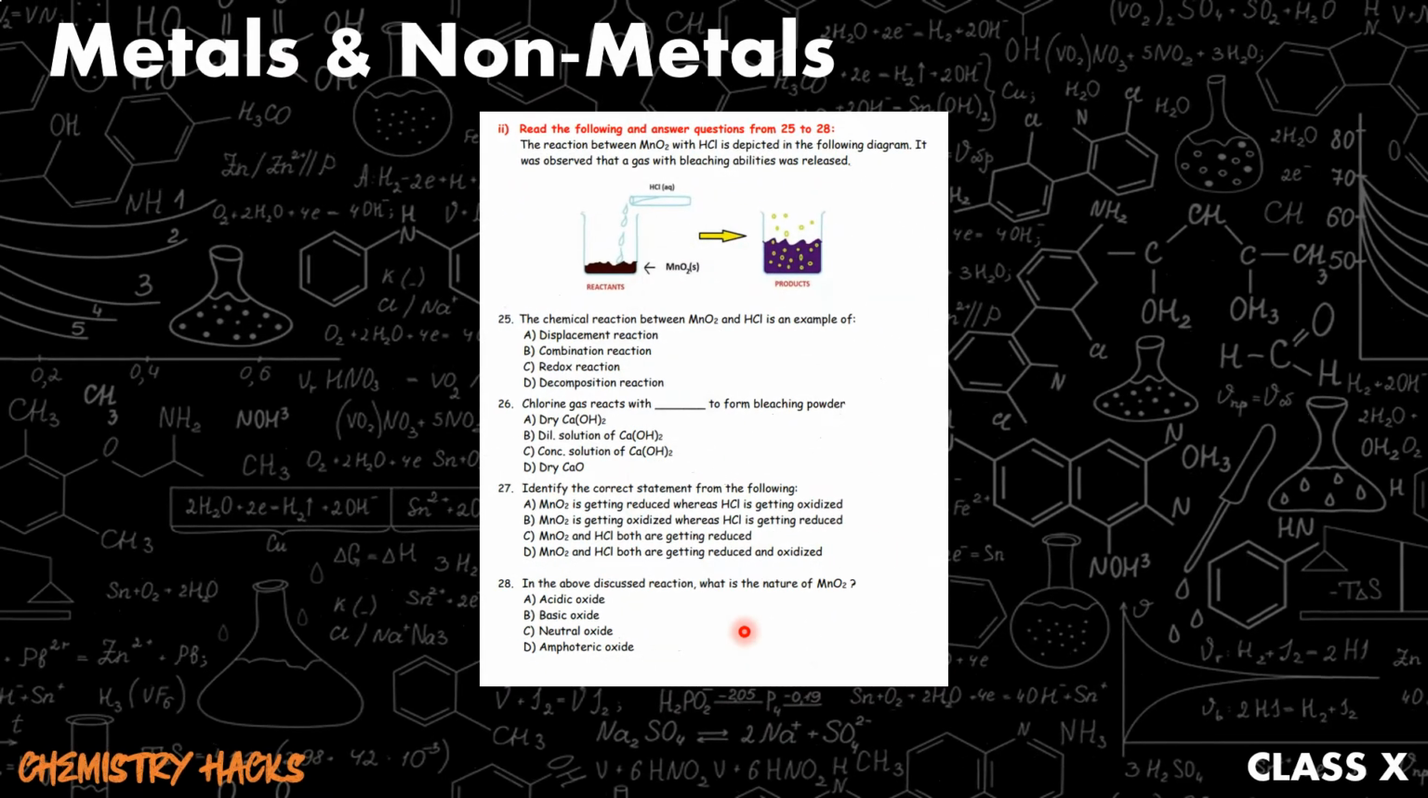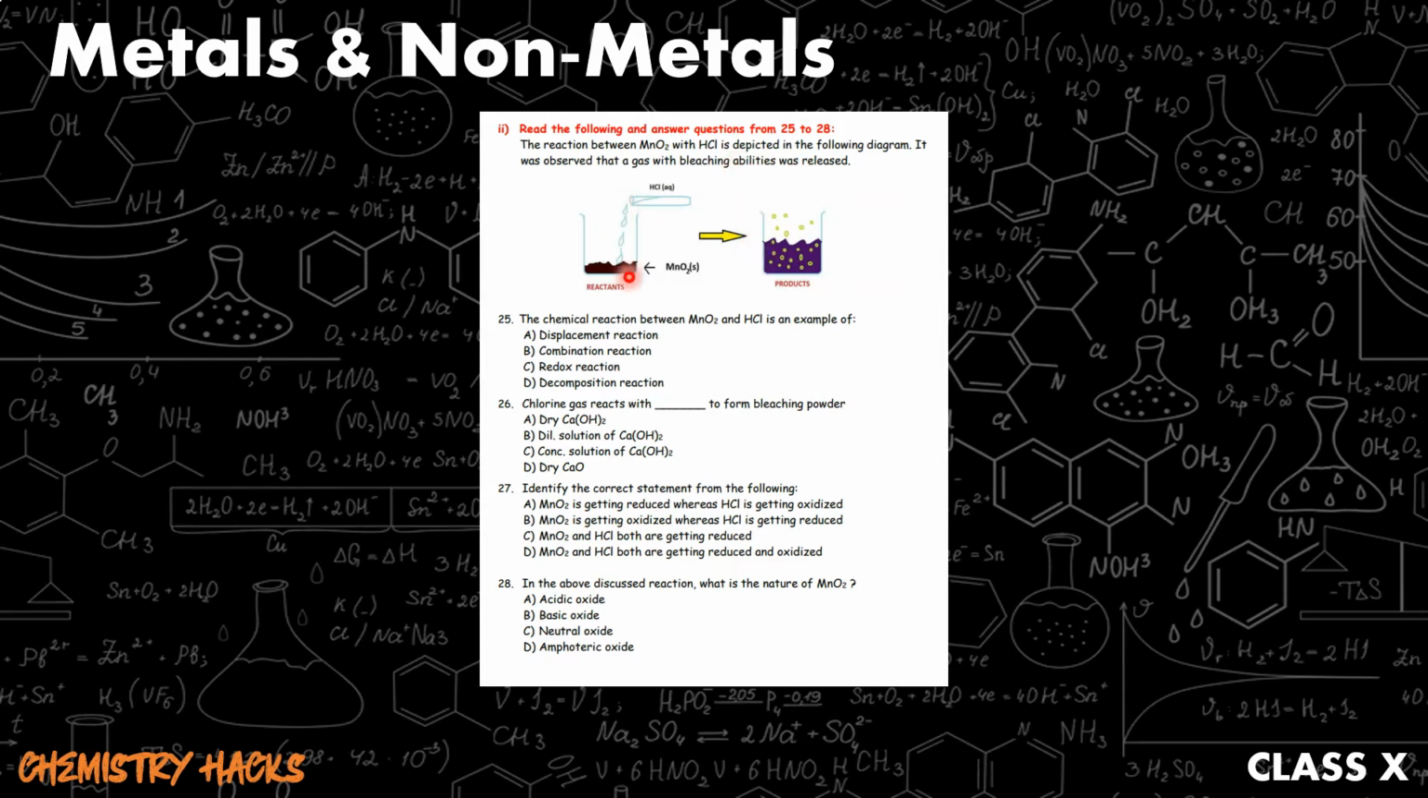So in one of my school exams, I took this picture right out of the exam file. I actually missed this question because I didn't know this basic underlying difference between metal oxides and non-metallic oxides. So these questions aren't related to the topic right now, but manganese oxide is what the question is about. And manganese is, of course, a metal. It's one of the case study questions. It said, manganese oxide with hydrochloric acid is depicted in the following diagram. It was observed that a gas with bleaching abilities was released.